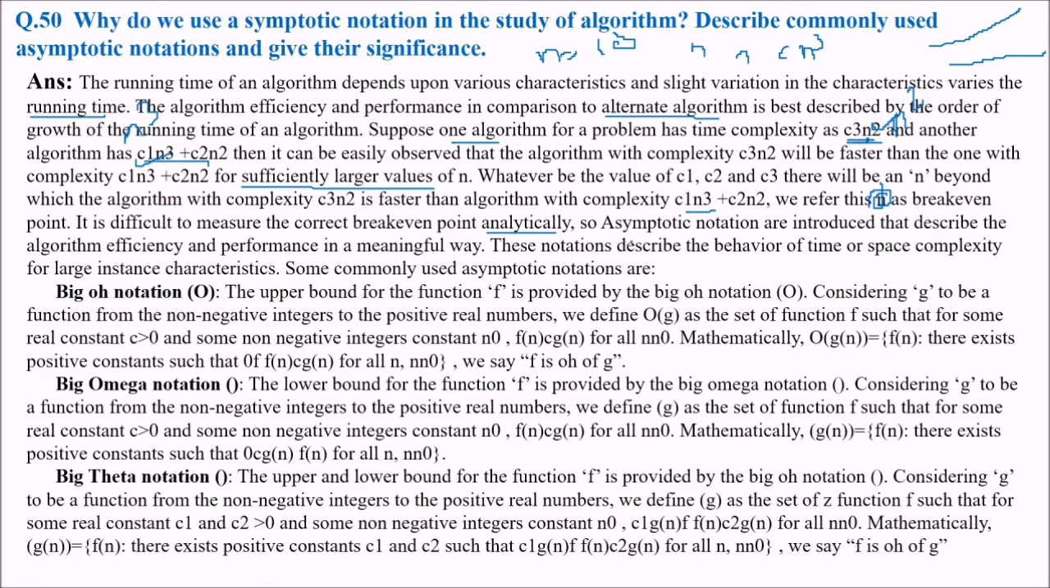So we employ asymptotic notation. These asymptotic notations were introduced to describe algorithm efficiency and performance in an understandable, easy, and meaningful way. These notations describe the behavior of time and space complexity for large instance characteristics. So these are the asymptotic notations we commonly use. The most common are big O, then big omega, big theta.